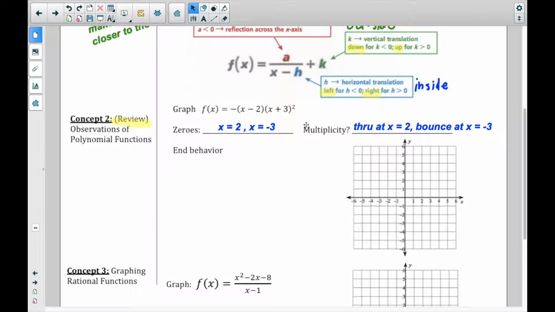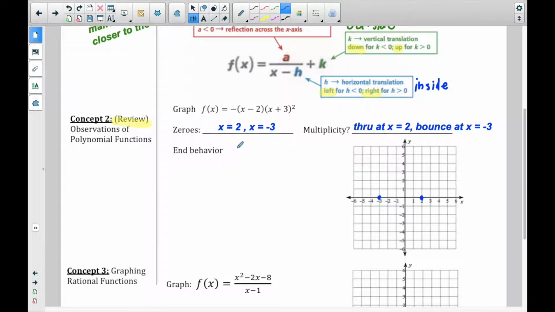So what's happening here is we have some zeros. I'm going to go ahead and plot those on there. We have an x equals 2, and x equals negative 3. It's going to go through at 2. It's going to bounce at negative 3. How do we draw that?